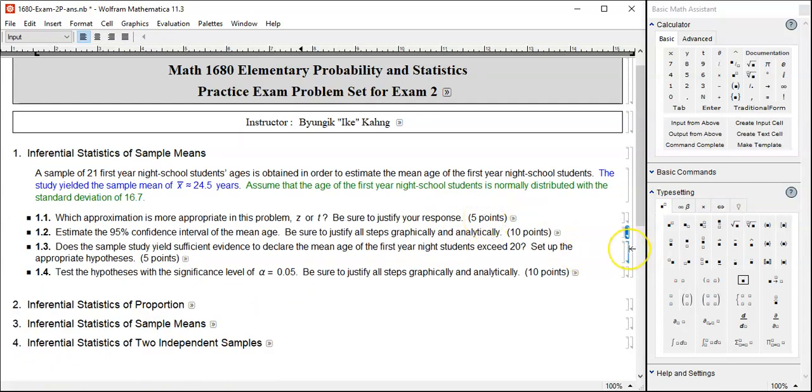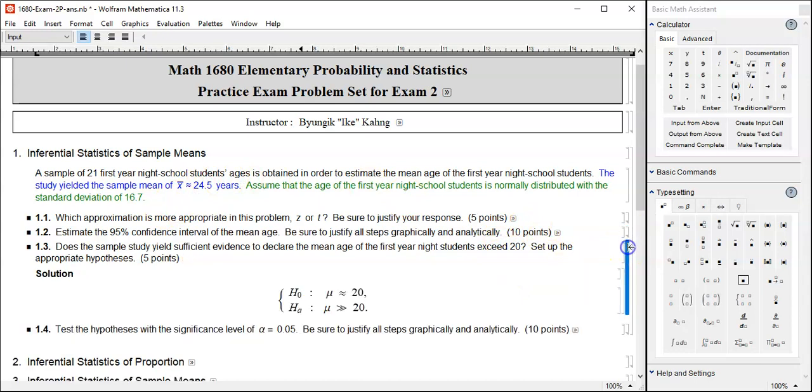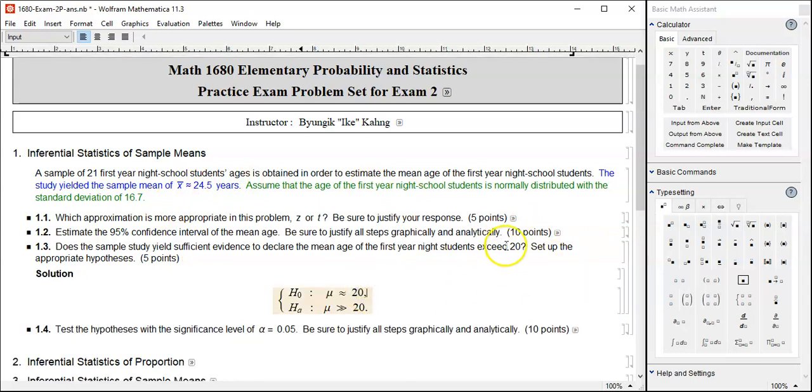Now let's go to 1.3. Does the sample study yield sufficient evidence to declare the mean age of the first-year night students exceeds 20? Set up the hypothesis. Well, the null hypothesis is always about mu being approximately equal to something, and that something is never from the sample. This is null. So you have to go to the other one. Always compare with 20. And then exceeds 20, okay, that's my alternative. Clear enough?